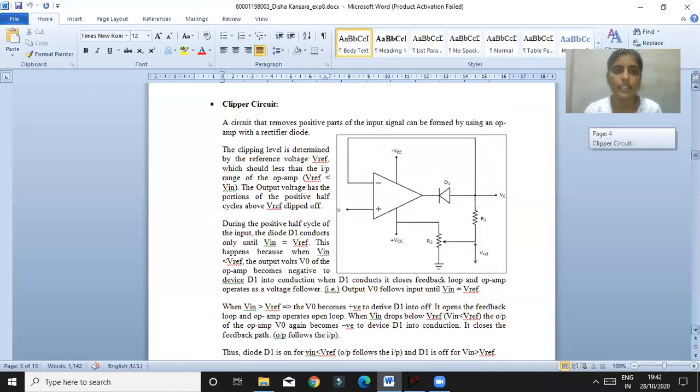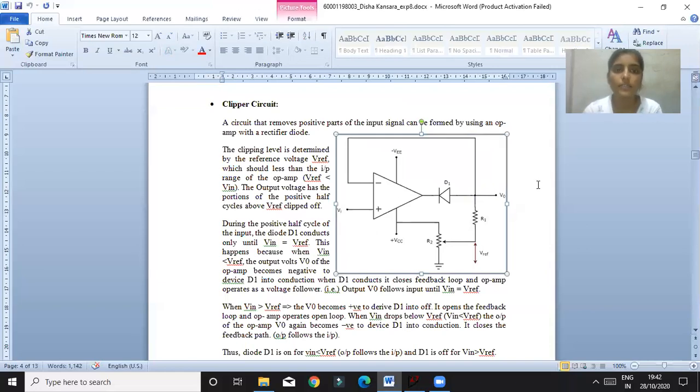So let's see the clipper circuit. This is the circuit of the clipper. It is a circuit which removes the positive parts of the input signal, performed using an op-amp with a rectifier diode. The clipping level is determined by the reference voltage Vref, which should be less than the input range of the op-amp. The output voltage has portions of the positive half cycle above Vref clipped off.